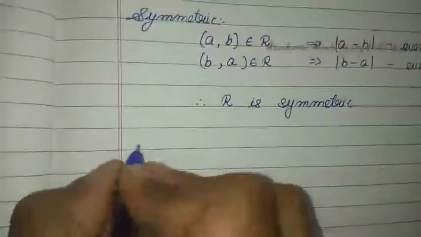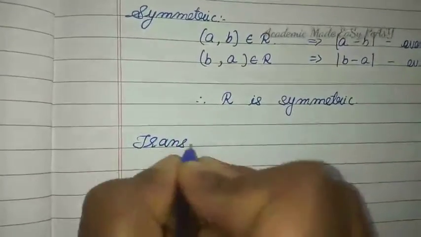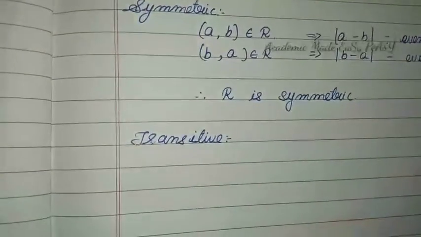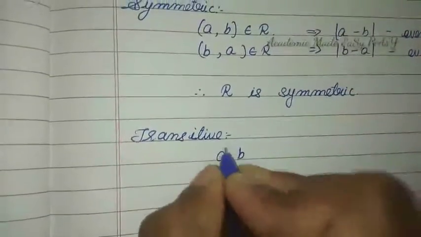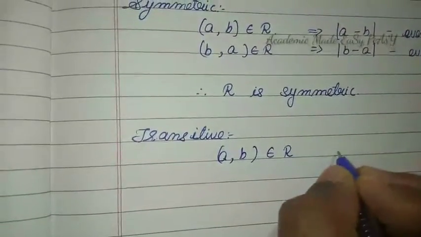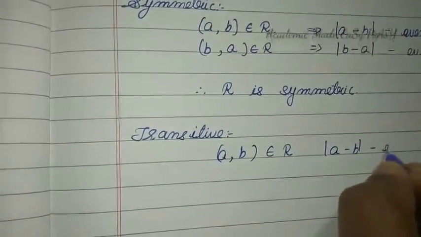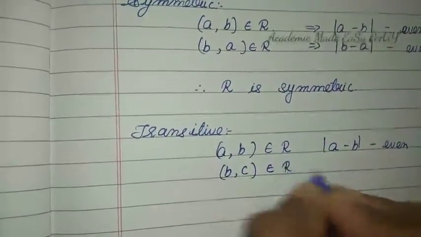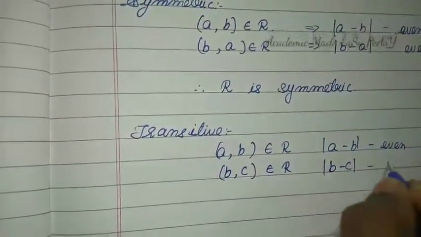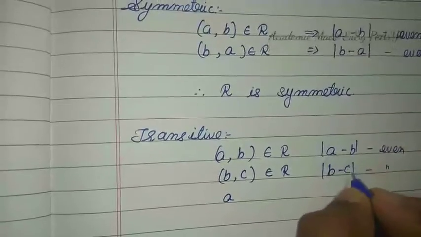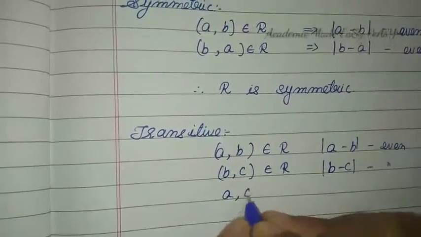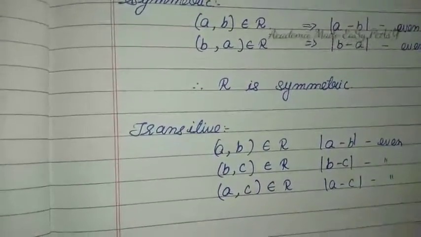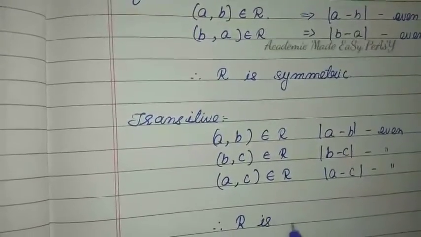Okay, next we'll move on to transitive. So now I'm taking (A, B) belongs to R because A minus B is even. Now I'll take (B, C) belongs to R where B minus C is also even. So when these two are even, the third condition also automatically gets satisfied, saying A minus C also is even. Therefore, R is transitive.